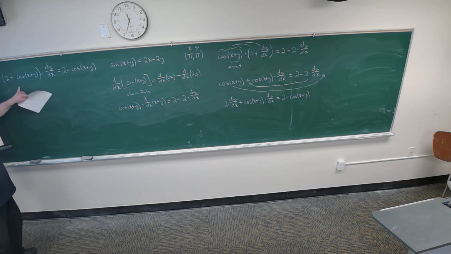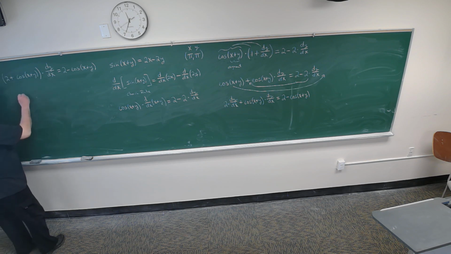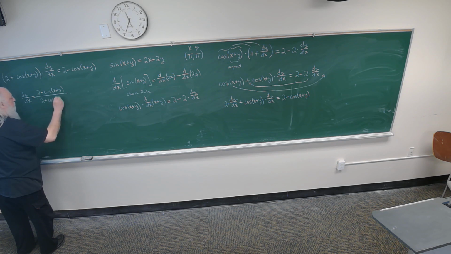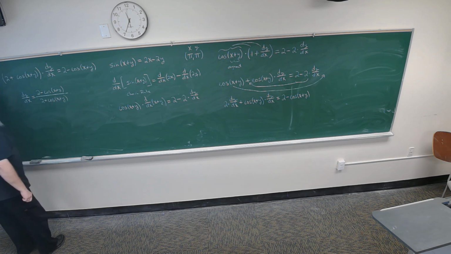So again, we have a product of two factors on the left hand side. Second factor is dy over dx, so we can divide both sides by what's inside parentheses and isolate the derivative of y with respect to x on the left hand side. So we have 2 minus the cosine of x plus y over 2 plus the cosine of x plus y.